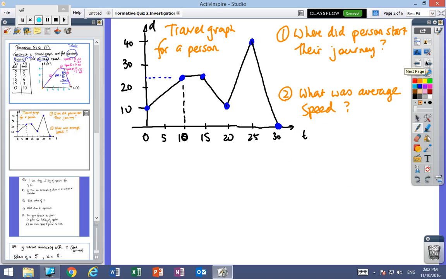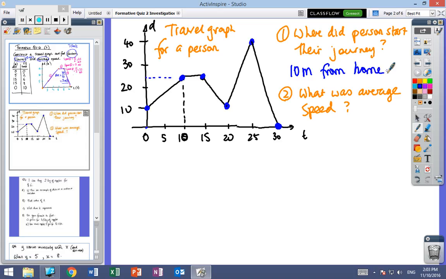Okay, so in this next one, I'm giving you the travel graph and you would answer the questions. So have a go when you're ready. Come back when you're ready. Okay, so we're back. So for some reason, the person didn't start at 0. So the person started 10 meters from the home, wherever the home is.